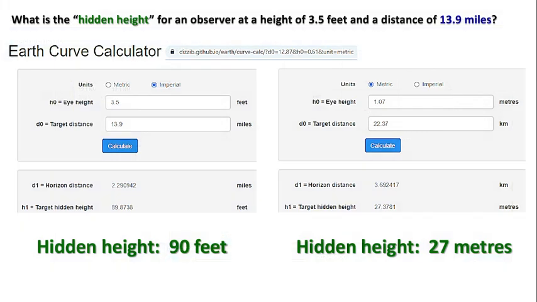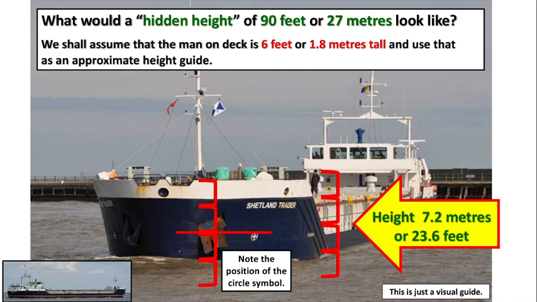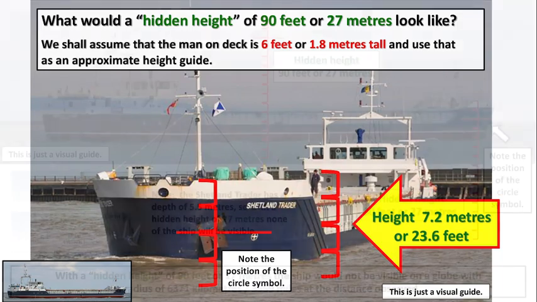What is the hidden height for an observer at a height of 3.5 feet and a distance of 13.9 miles? The hidden height is 90 feet or 27 meters. What would a hidden height of 90 feet or 27 meters look like? We shall assume that the man on deck is 6 feet or 1.8 meters tall and use that as an approximate height guide. Note the position of the circle symbol. The height of the ship is 7.2 meters or 23.6 feet.